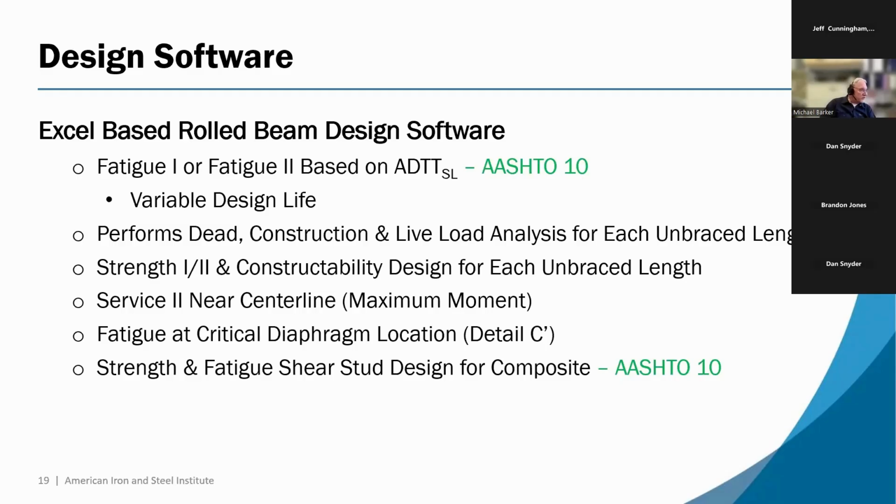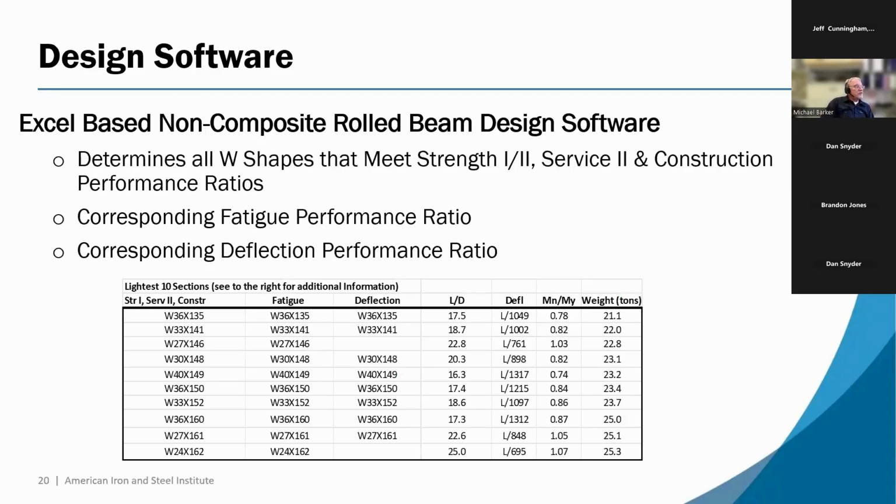And of course, it checks that service 2 stress limit near the center line at the maximum moment. And then it checks the fatigue at the critical diaphragm location, where we assume that it's a connection plate for a diaphragm that's welded to the flange for a detail C prime. Then if it's composite, it'll do the composite design, which is AASHTO 10, which has changed significantly and has become more economical.